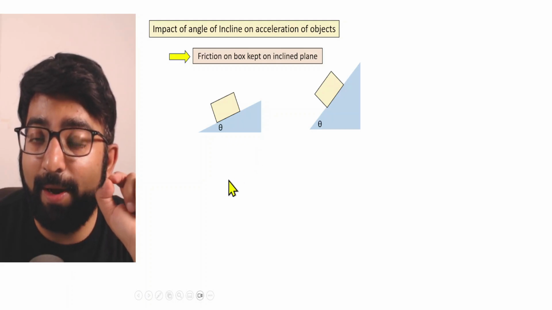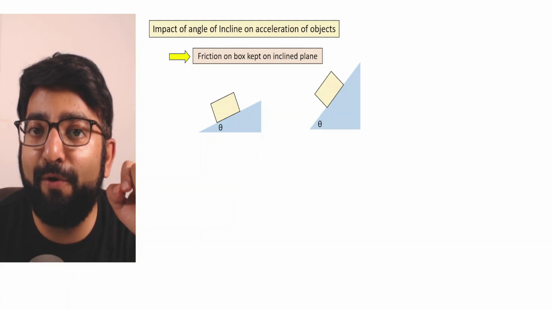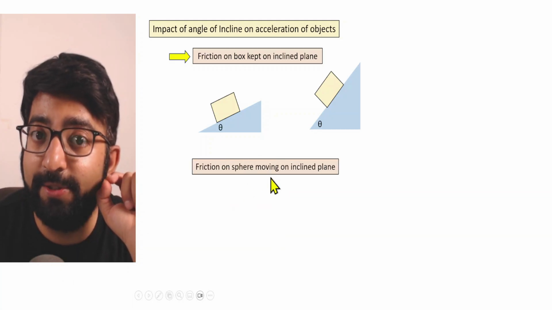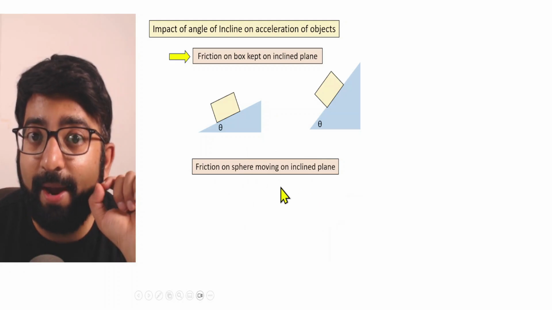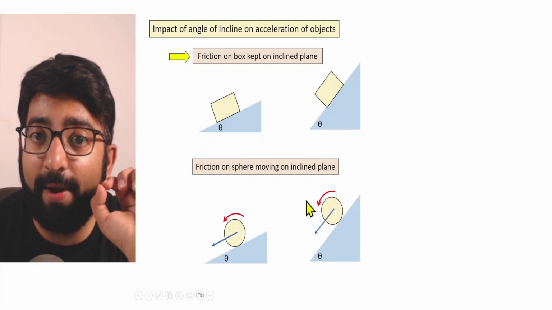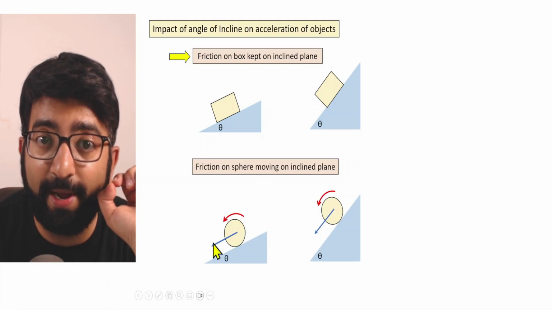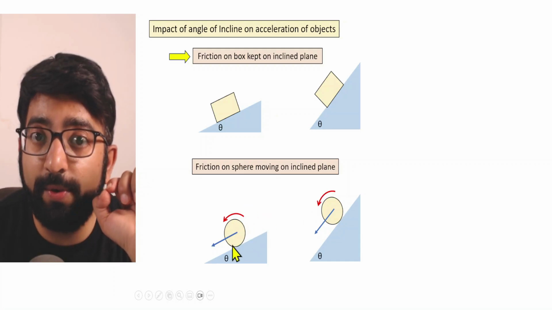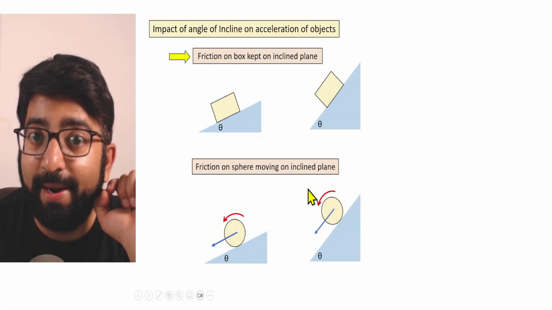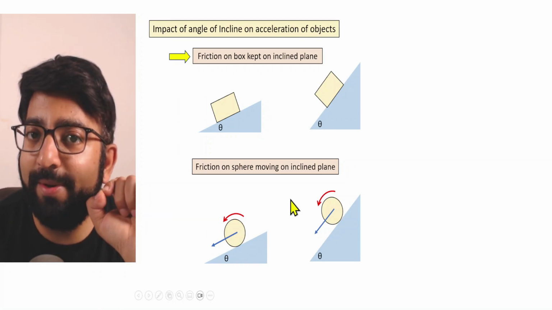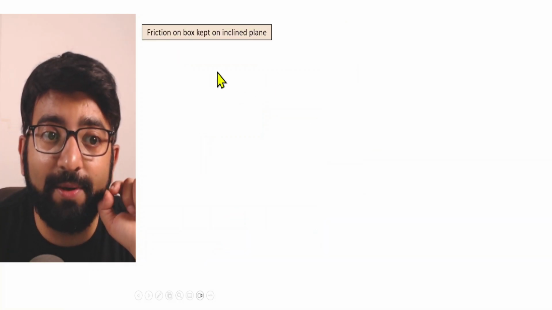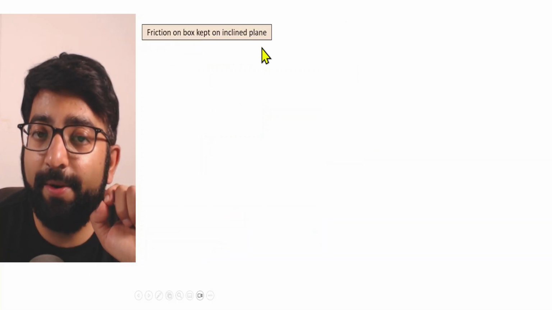And after that, we will come to the topic which is more relevant for this chapter, rigid body mechanics. And that is friction on a sphere which is moving on an inclined plane. And of course, the inclined plane will be rough as we want the sphere to have linear acceleration as well as angular acceleration. So the sphere also needs to rotate apart from the linear motion. And through this, we are going to understand what is rolling without slipping and rolling with slipping. Let's start with the first topic, friction on the box kept on an inclined plane.